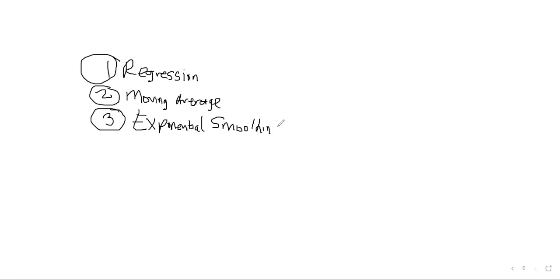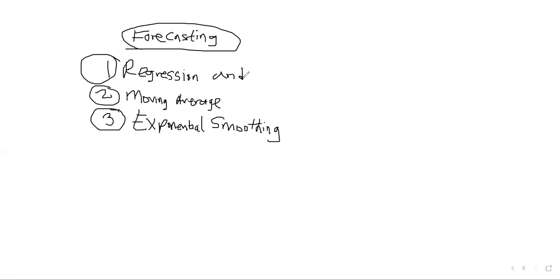So in forecasting, the first one that we are looking at is regression. After finishing this topic, we need to make sure that we understand these three techniques that are supposed to be used in forecasting as we get to this topic in detail. So regression and correlation analysis is what I'm going to explain now.